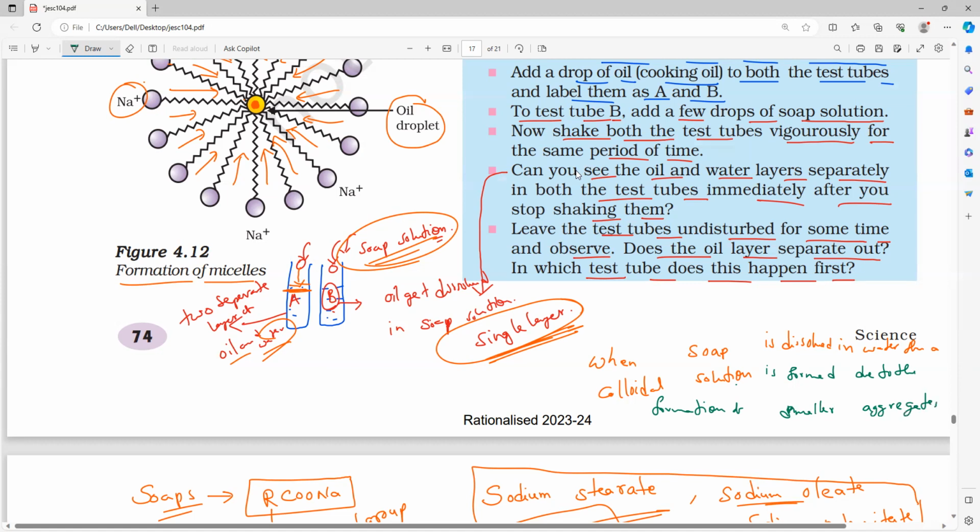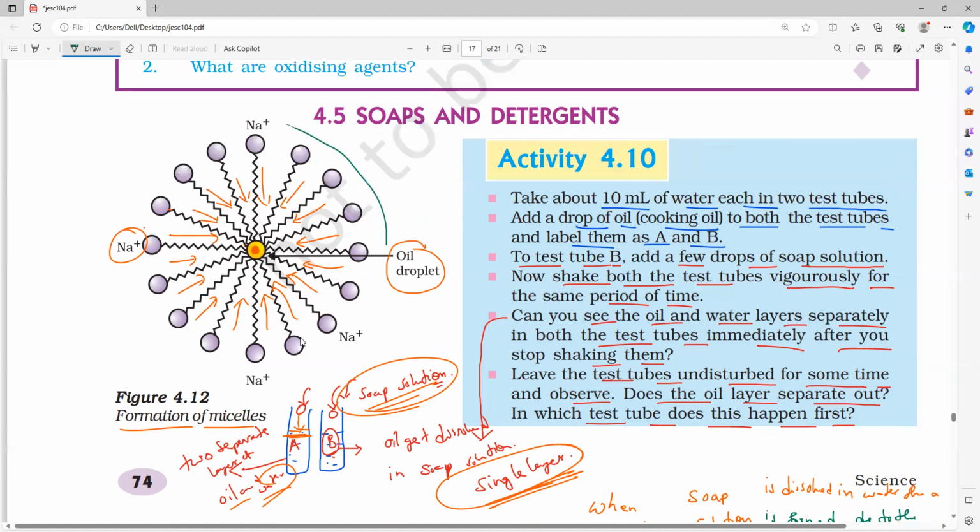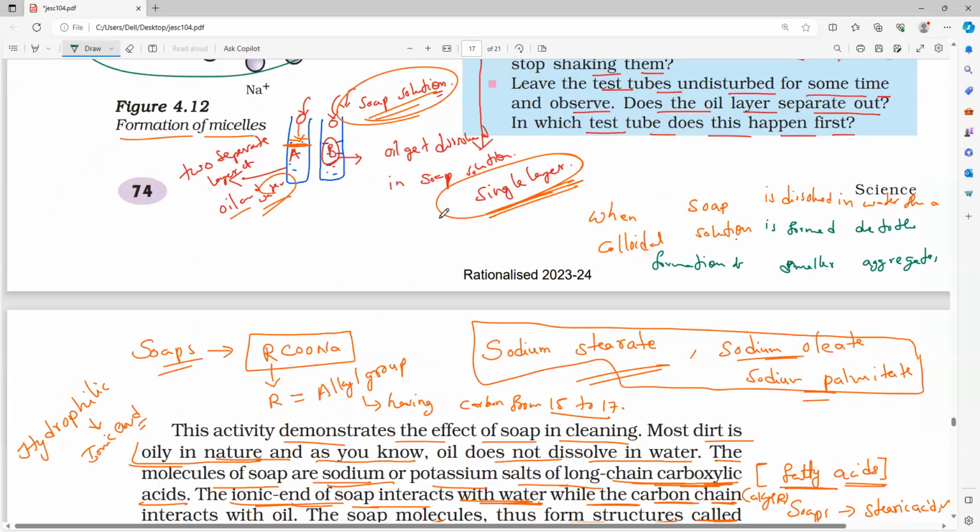Smaller aggregates. Sir, what is the smaller aggregate? Wherever the oil drops are, the soap molecules will dissolve and separate. The tail part will go and react with the oil surface, and the head part shows repulsion, meaning it is attracted towards the water. These are the molecules we call micelles. Everybody write it: smaller aggregates of soap molecules, which are called micelles.